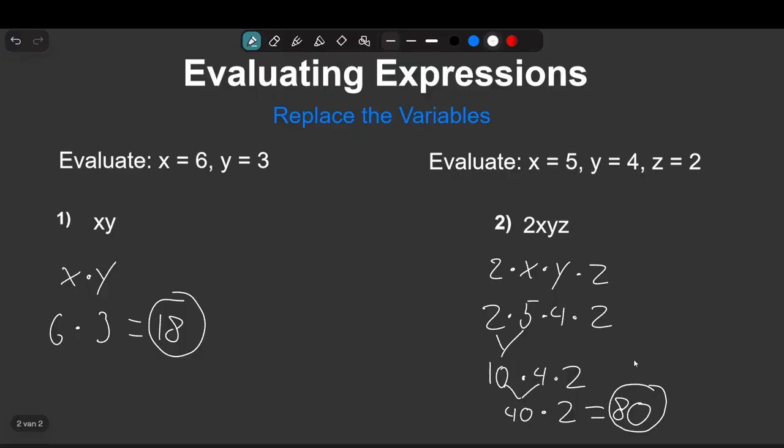And that's how you evaluate expressions when variables sit right next to each other. Just remember, no symbols means multiplication. So again, if the variables sit right next to each other, it means multiplication.